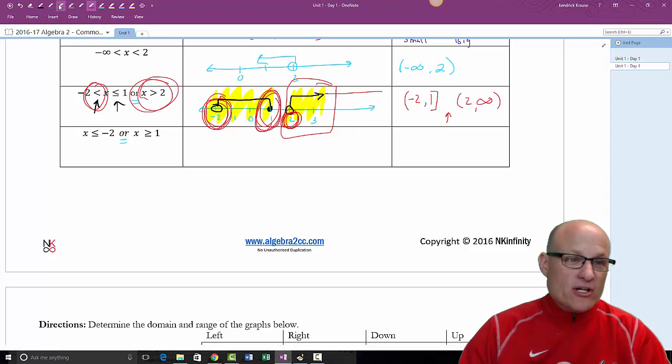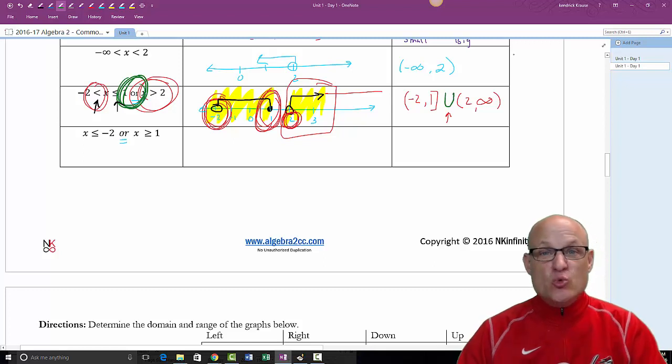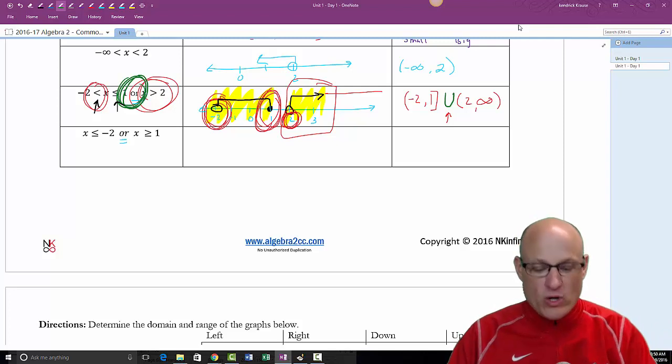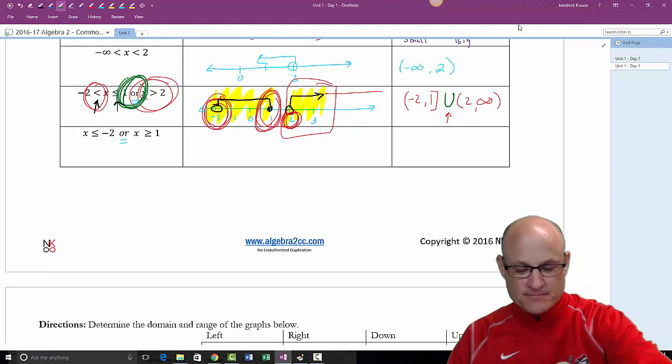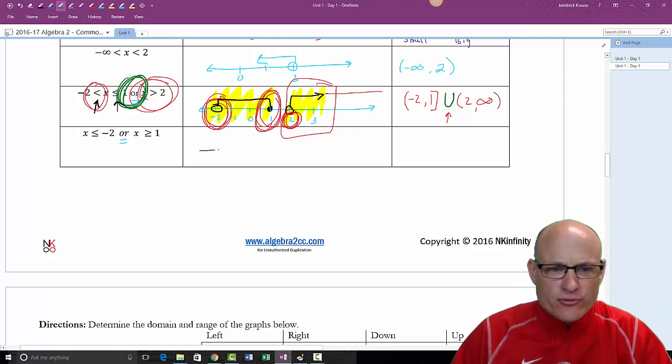Now what goes in the middle, the symbol that goes in the middle is a U. It stands for union. Union means we're going to put these two things together and they become one set. Okay? All right, so now number line.